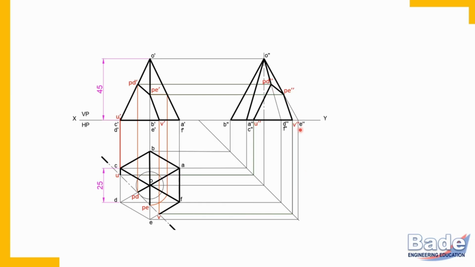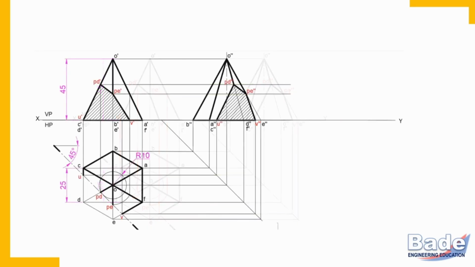This portion EV. Check here EV portion. EV portion. It is on the removed side. Check front side is removed. So this side is removed side. Don't make it dark. So this is how we have completed sectional top view, sectional front view, sectional side view.